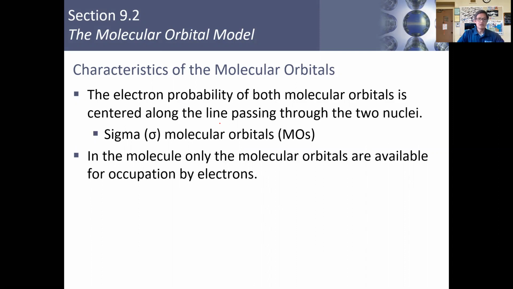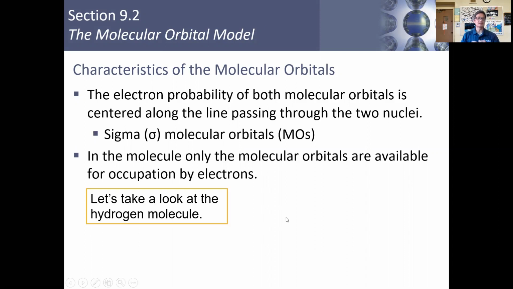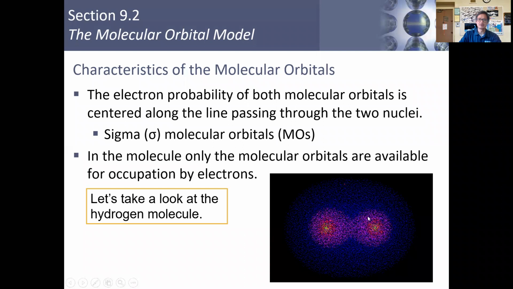All right, so let's take a look at an example of how a particular molecule forms. Let's look at the simplest molecule that will form, which is the hydrogen molecule. Let's take a look at how the hydrogen molecule looks.